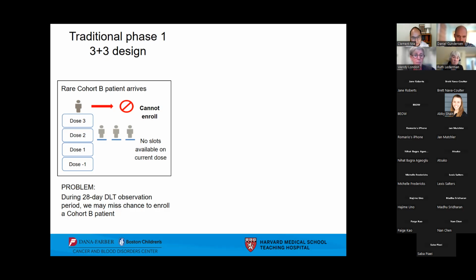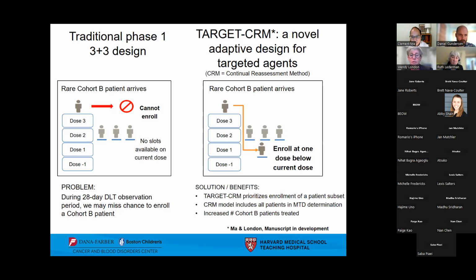And this is a real problem. The patient who might have the most benefit from the drug doesn't have access to the drug. This patient might go off and get other treatment. This patient might progress or die. And we lose the ability to enroll the patient on the trial. Next slide.